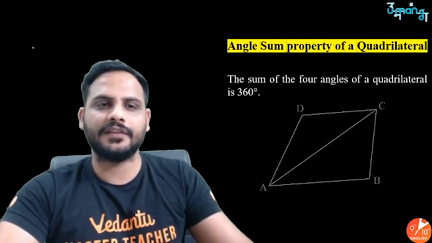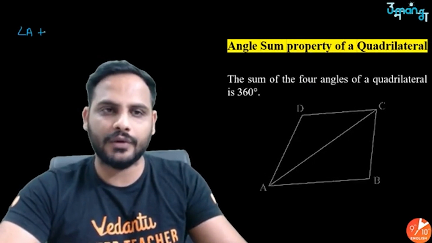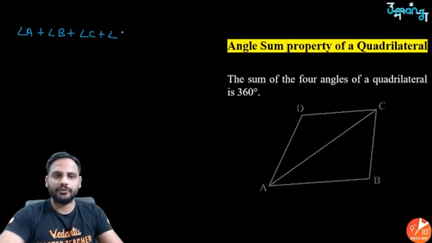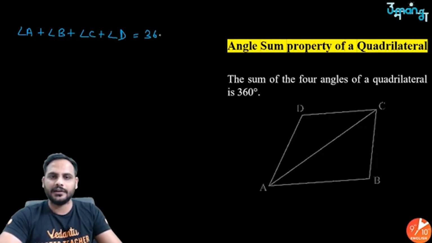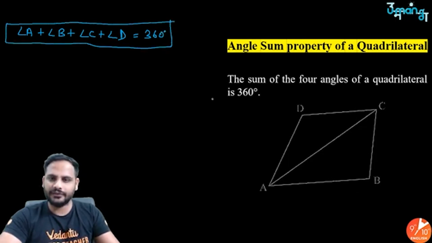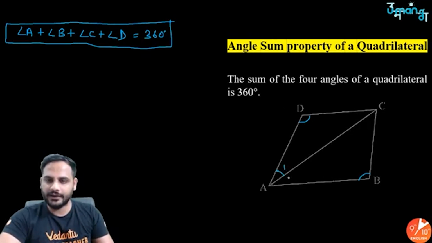We can say that the sum of all the four angles of any quadrilateral is equal to 360 degrees. The proof is very easy. This is your angle D, this is your angle B. Angle A I can divide in two parts, angle 1 and angle 2. Angle C I can divide in two parts, angle 3 and angle 4.